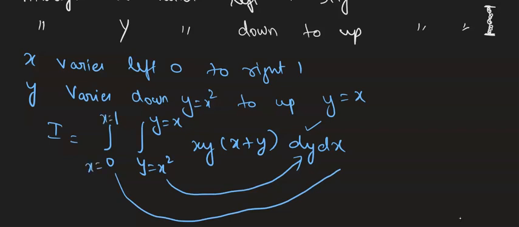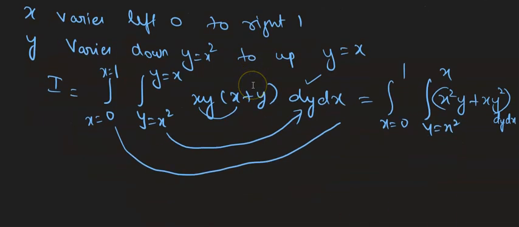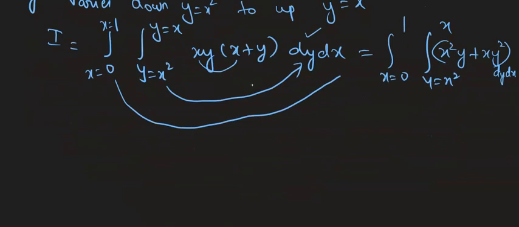For simplicity, we are going to multiply this. So the same question, x varies from 0 to 1, y varies from x square to x. You are going to multiply. xy into x is x square y. xy into y is xy square, and then dy dx you will write. Now I am going to integrate first with respect to what? y, and only then with respect to x.